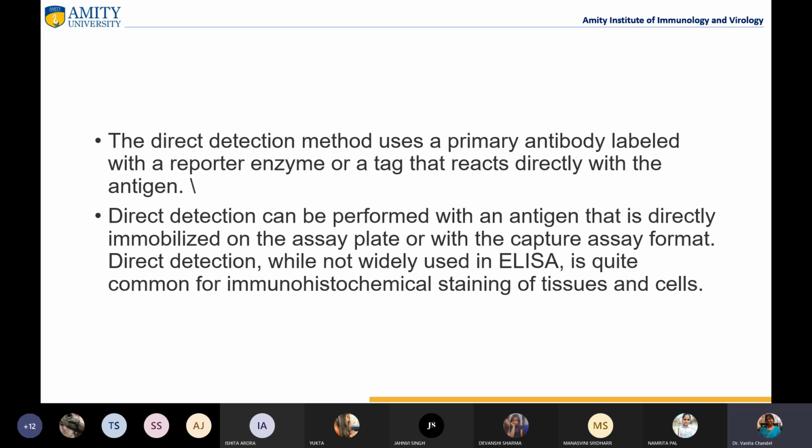Direct detection can be performed with the antigen directly immobilized on the plate and with the capture assay format also. Direct detection, while not widely used in ELISA, is quite common for immunohistochemistry.